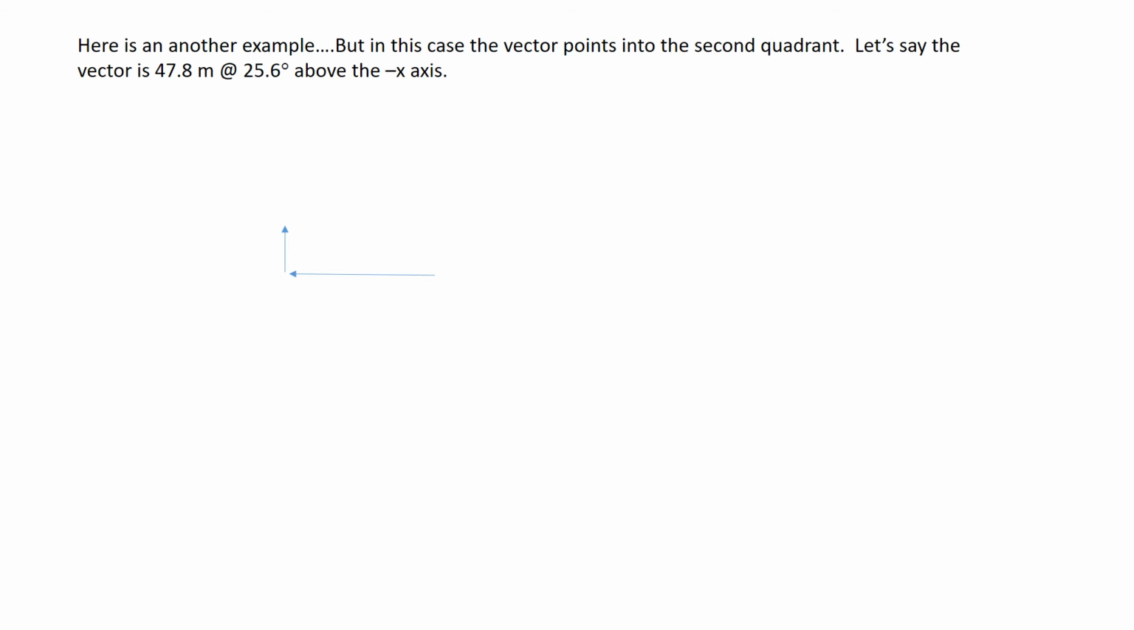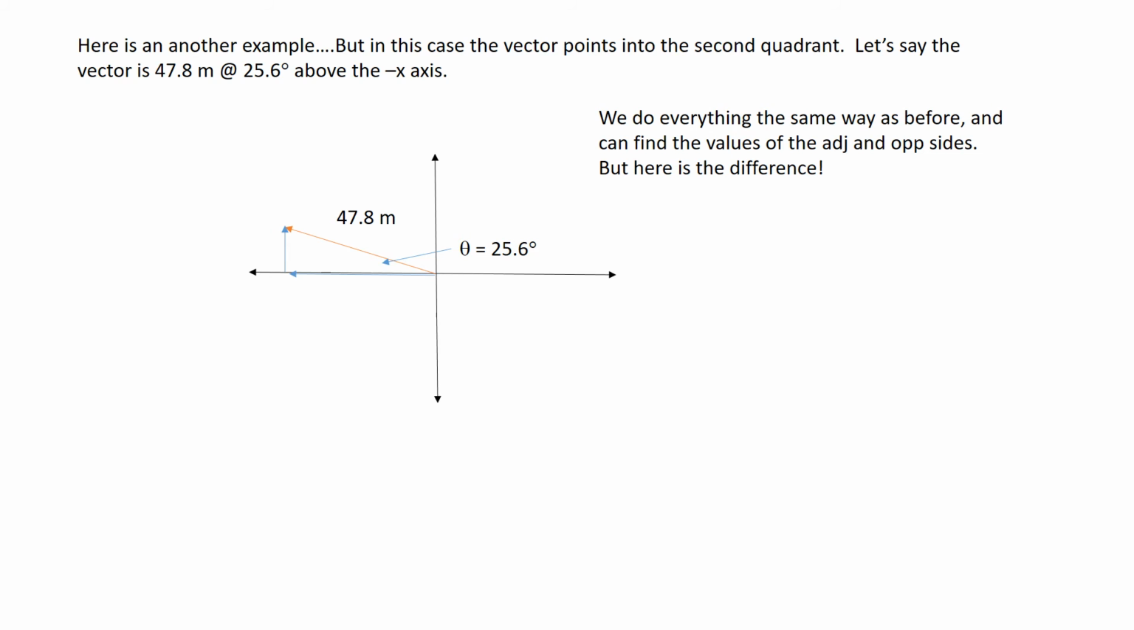Here's another example, but in this case the vector is going to point into the second quadrant. Let's say it's a vector of 47.8 meters at 25.6 degrees above the negative x-axis. There's my coordinate system, and there's my hypotenuse. I've already drawn the blue legs in. 47.8 meters, 25.6 degrees. I do everything exactly the same way. But here's where the difference comes in. Notice I did the cosine.